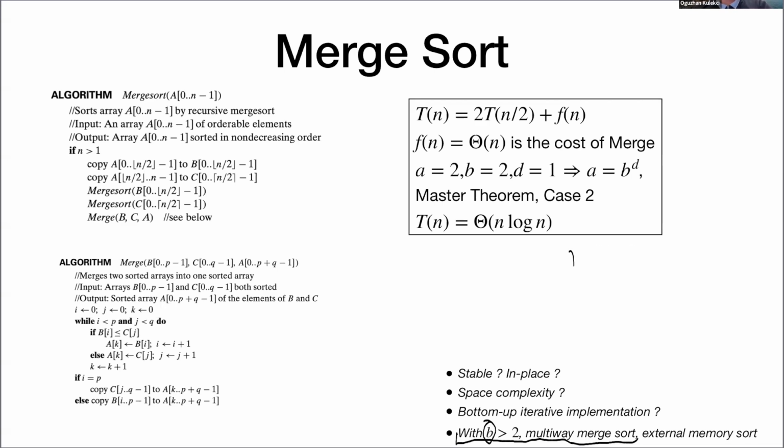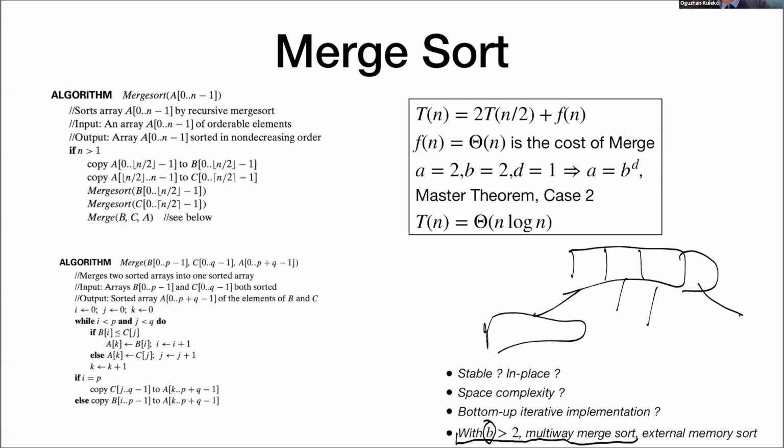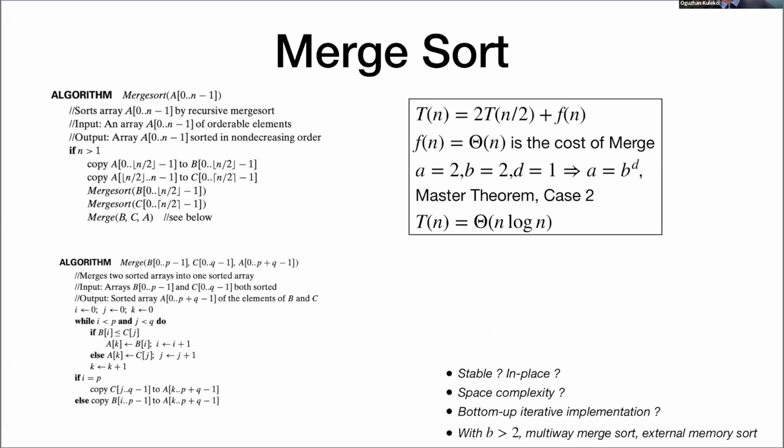What happens if I split it into, let's say, 3 partitions or 4 partitions? Then I will be building not a binary tree, but a ternary tree, or some n-ary tree. And this is actually very much used in external memory sorting, but we will not be covering that here now. I think that is all I can say about merge sort.